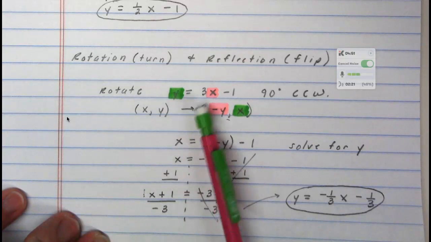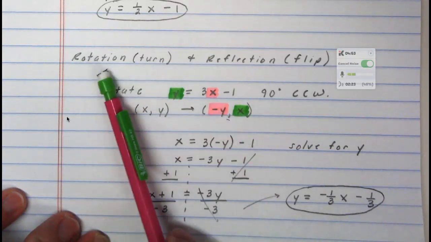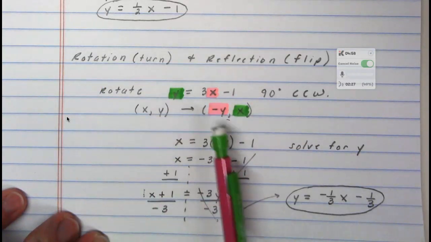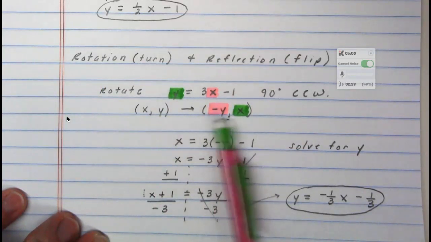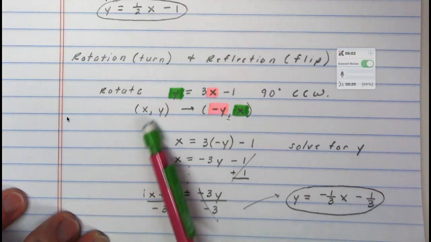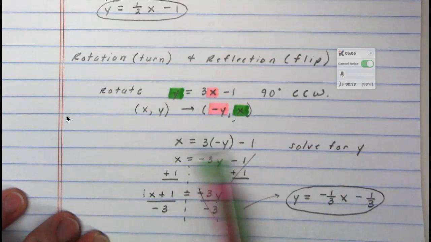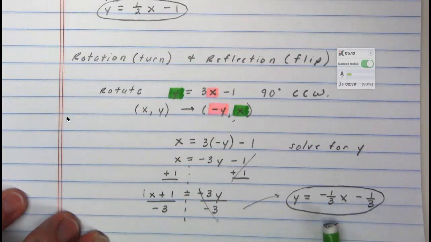And this strategy works for any rotation or reflection, because in both rotations and reflections, you're using this type of rule where you're taking the original amounts and then changing them in some way. So then we need to change the equation in that same way. So once you plug in, you'll always end up solving for y to get your new equation.